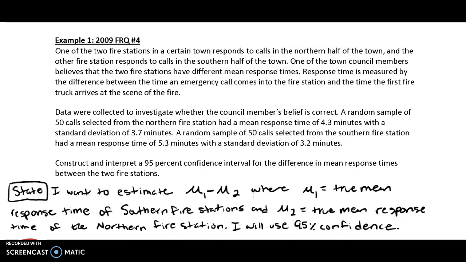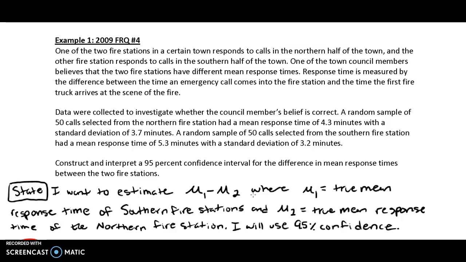Now, Mr. Pinto, didn't the North Station come first and then the South Station? While that is correct, and it does not matter how you define the difference, what matters is that you stay consistent with the difference. If you decide to do north first minus south, you'll get the same standard error. It'll just be your difference of means that will be different. So here I just opted for the one that had the larger mean so that I could see that my difference was positive.